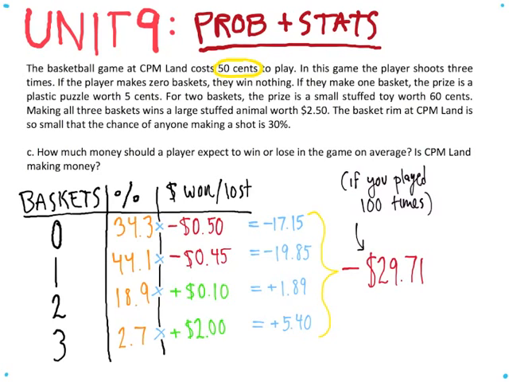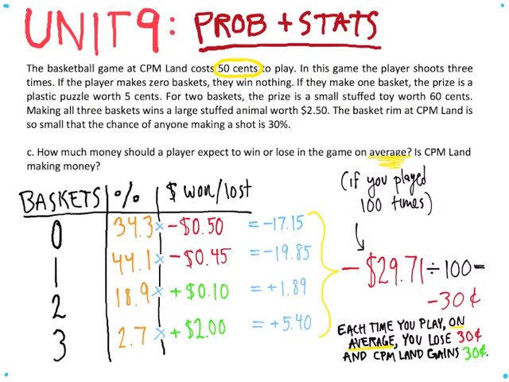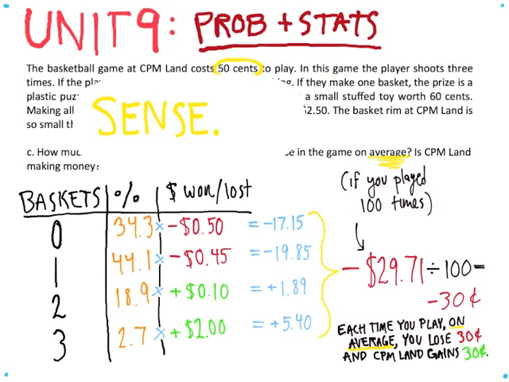But the question asks how much money you lose on average or every time you play. It's pretty simple to get that answer. Just divide this negative $29.71 by 100. So if you played 100 times and you lost $29.71, then each time you lost about 30 cents. So every time you play, you lose 30 cents, and CPM Land makes about 30 cents. So yes, the answer is that they're making money. And cents, because it's cents.